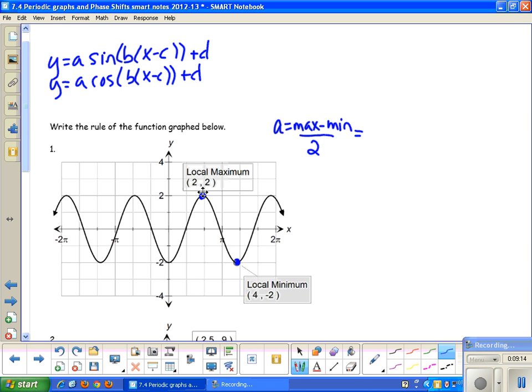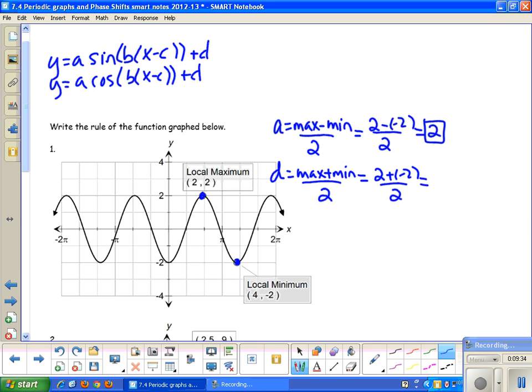So in this case, my Y maximum would be 2, and my minimum would be -2, so 2 minus -2 divided by 2 gives me 4/2, which is just 2. So I know my amplitude is 2. My vertical shift is your maximum plus your minimum divided by 2. So in this case, 2 plus -2 over 2 gives me 0/2, and 0 divided by 2 is just 0. So there is no vertical shift.